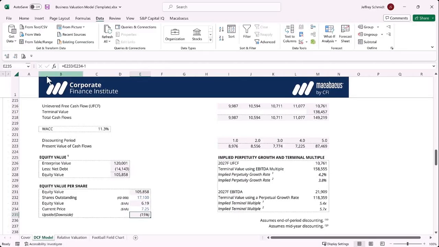So another type of analysis that we can perform is to calculate the implied growth rate when using the terminal multiple method. We can also calculate the implied terminal multiple when using the perpetuity growth method. For now, feel free to review these formulas. They're very complex, but we do cover the derivation of these formulas in the appendix to the course manual.